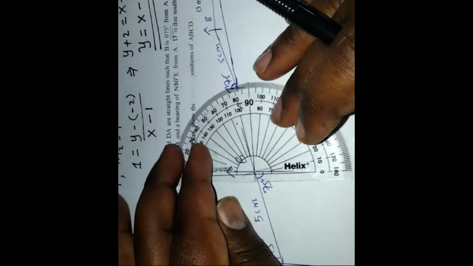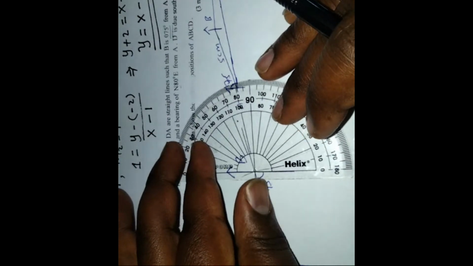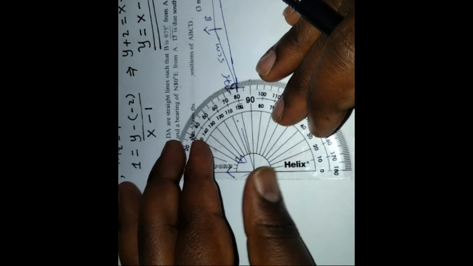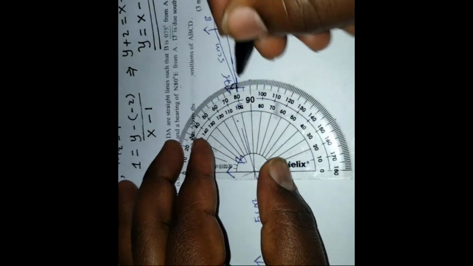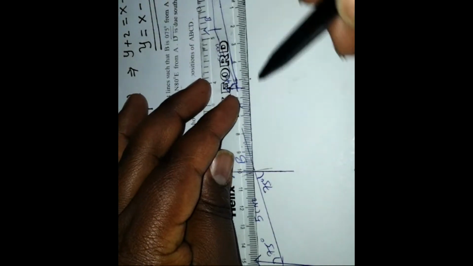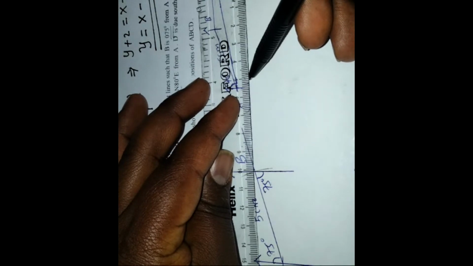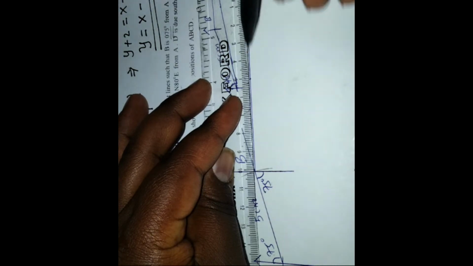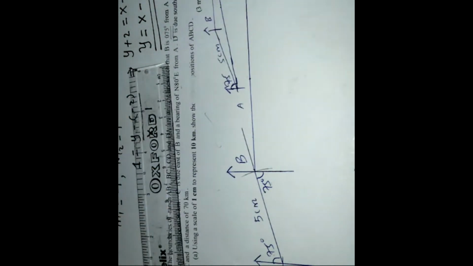C is due east of B. So while at B, we just move direct to the east, by making an arc here. Then I produce a line that is to the east of B.